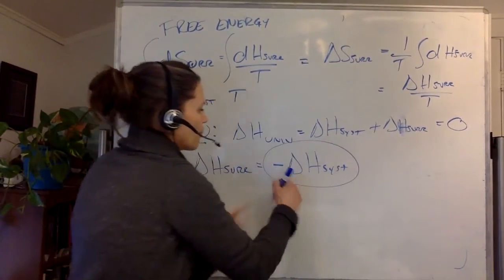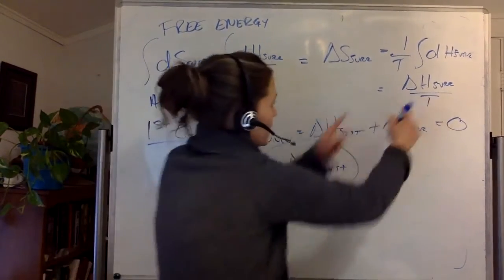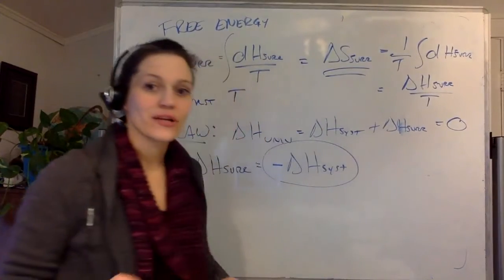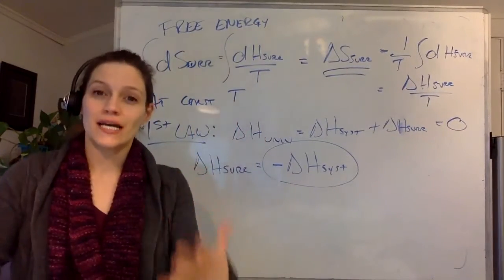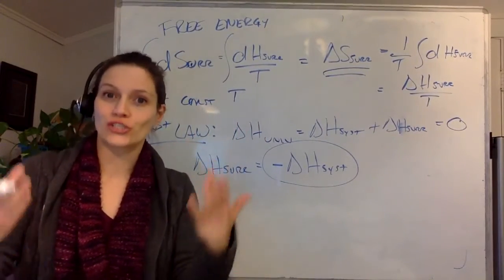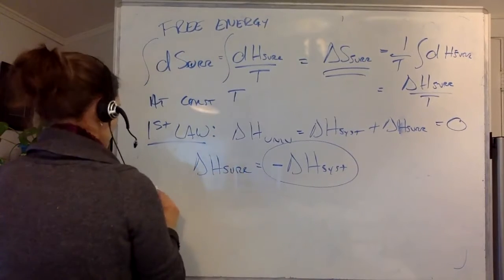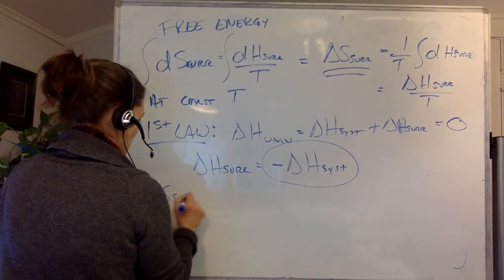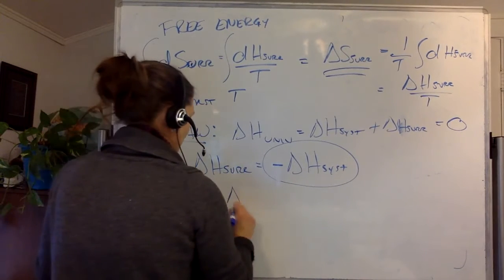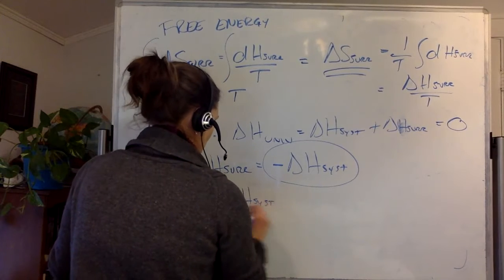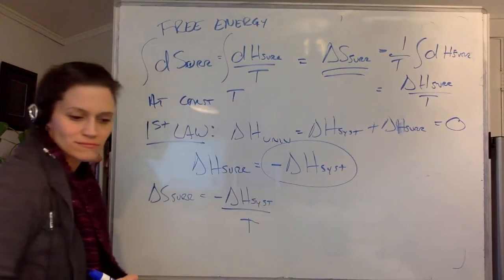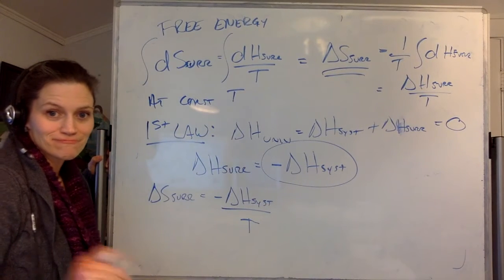I can now put this into this relationship for delta S of the surroundings, because remember the problem: delta S of the surroundings is very hard to determine. So delta S surroundings is equal to minus delta H of my system divided by T. Everyone happy with that? Cool.